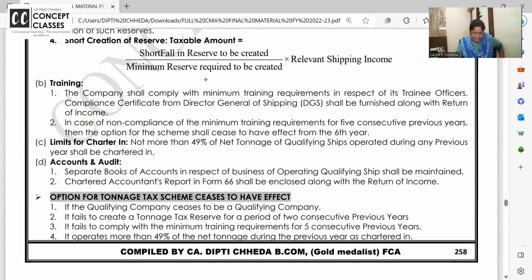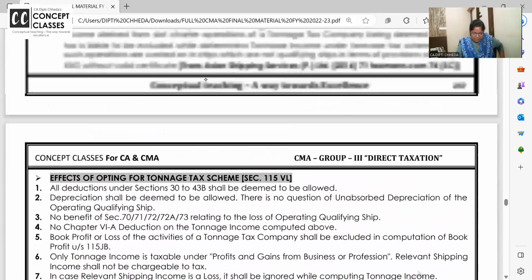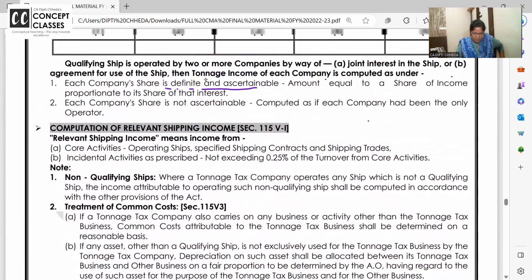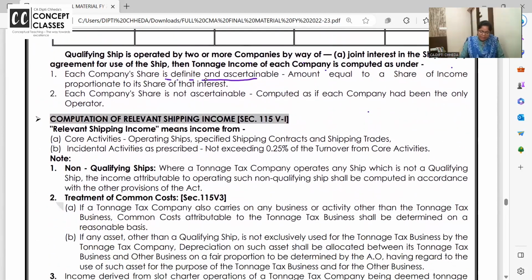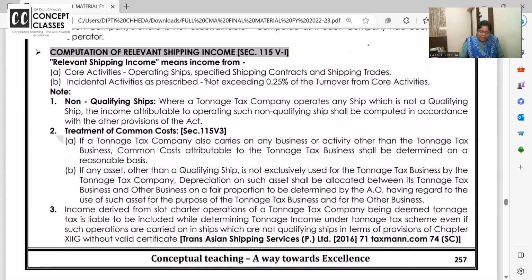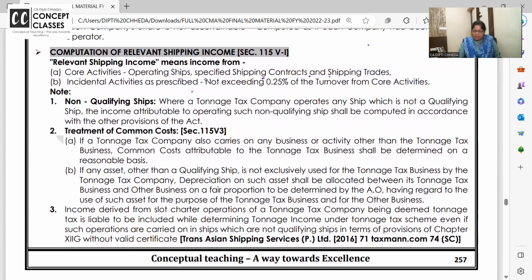अब ये कहाँ लिखा है? यहाँ पे लिखा है. यहाँ तक हमने पढ़ लिया. Come here. Relevant shipping income means core activities, operating ship, specified ship contract and all. Incidental activities not exceeding 0.25% of the turnover from core. मैम अब ये सब क्या है?